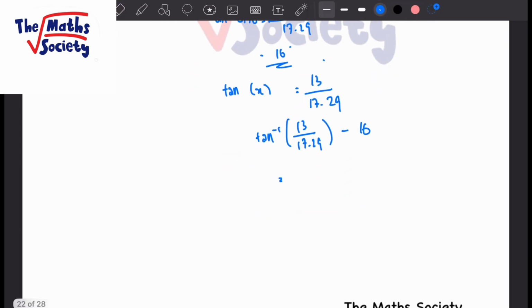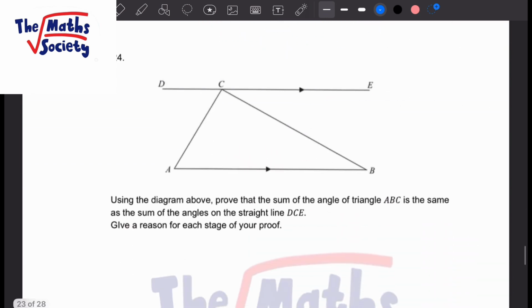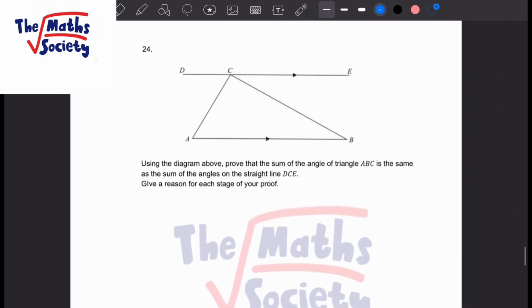So which means that the angle CAD is just going to be 20.8 around there. Just make sure to always take one decimal place, because in angles you do have to round off to one decimal place at the end.